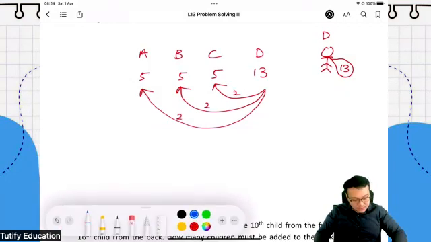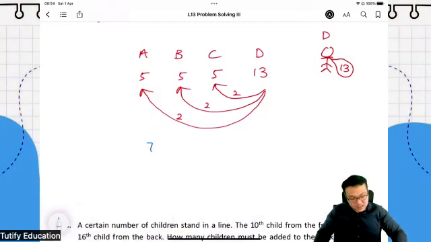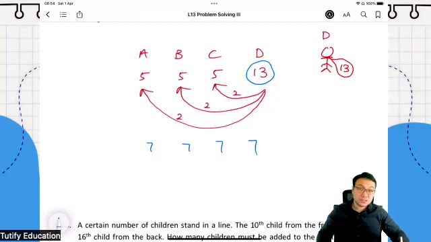How many will everybody have now? 7. Yeah, 7, 7, 7. How about person D? 7. Yeah, because 13 minus 6 still gives you 7. So what's the average now? 7. Yes. Do you notice that when person D came in, then suddenly the average became higher. It became 7, yes?